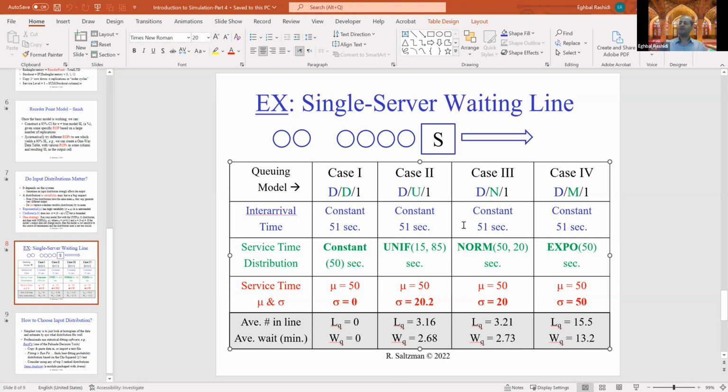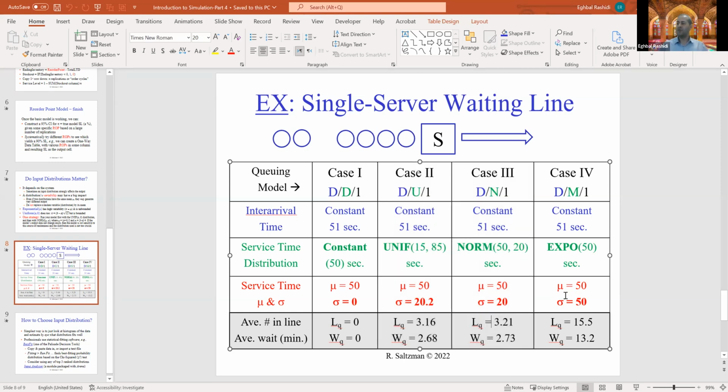So this is two different distributions, uniform and normal. They have the same average and very similar standard deviation, and the outputs are also similar. So two different distributions, but almost similar output.